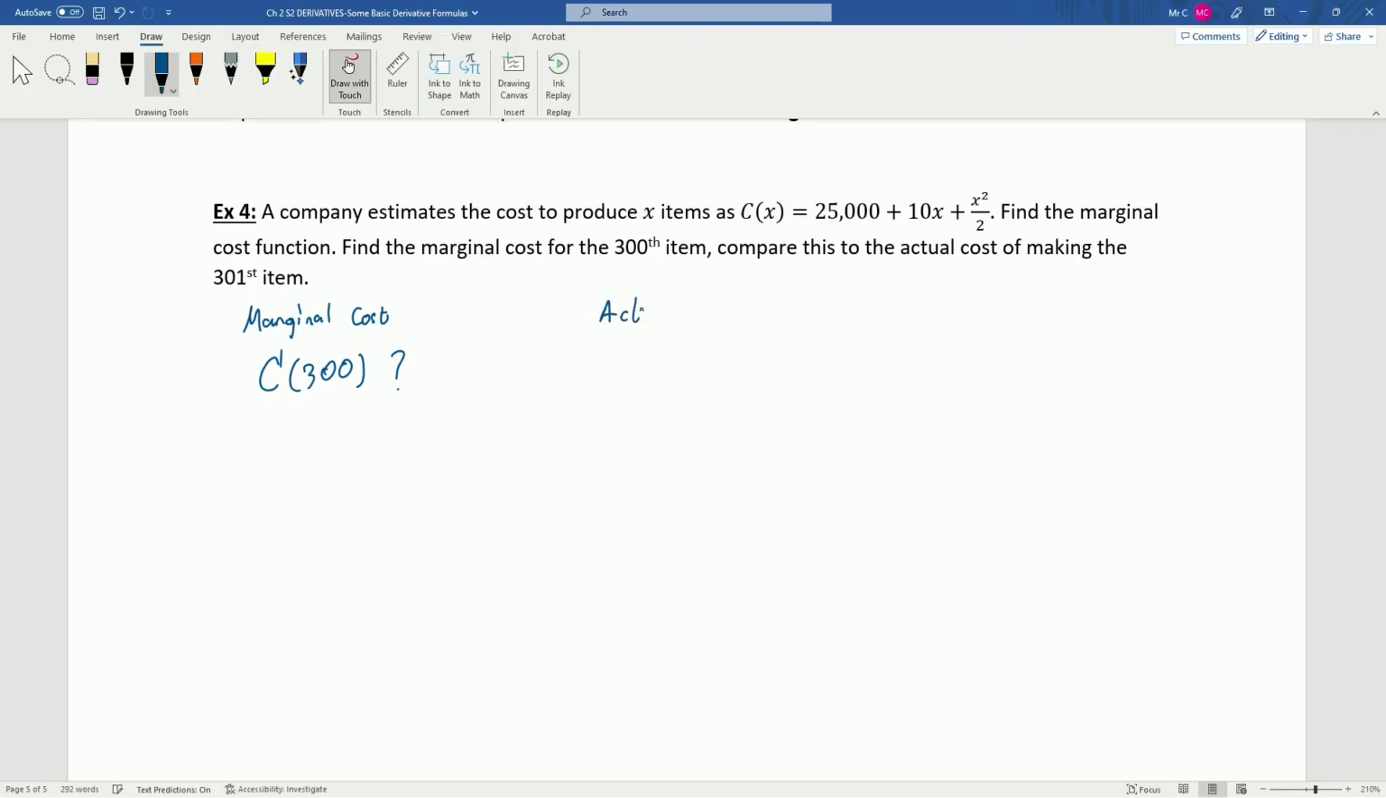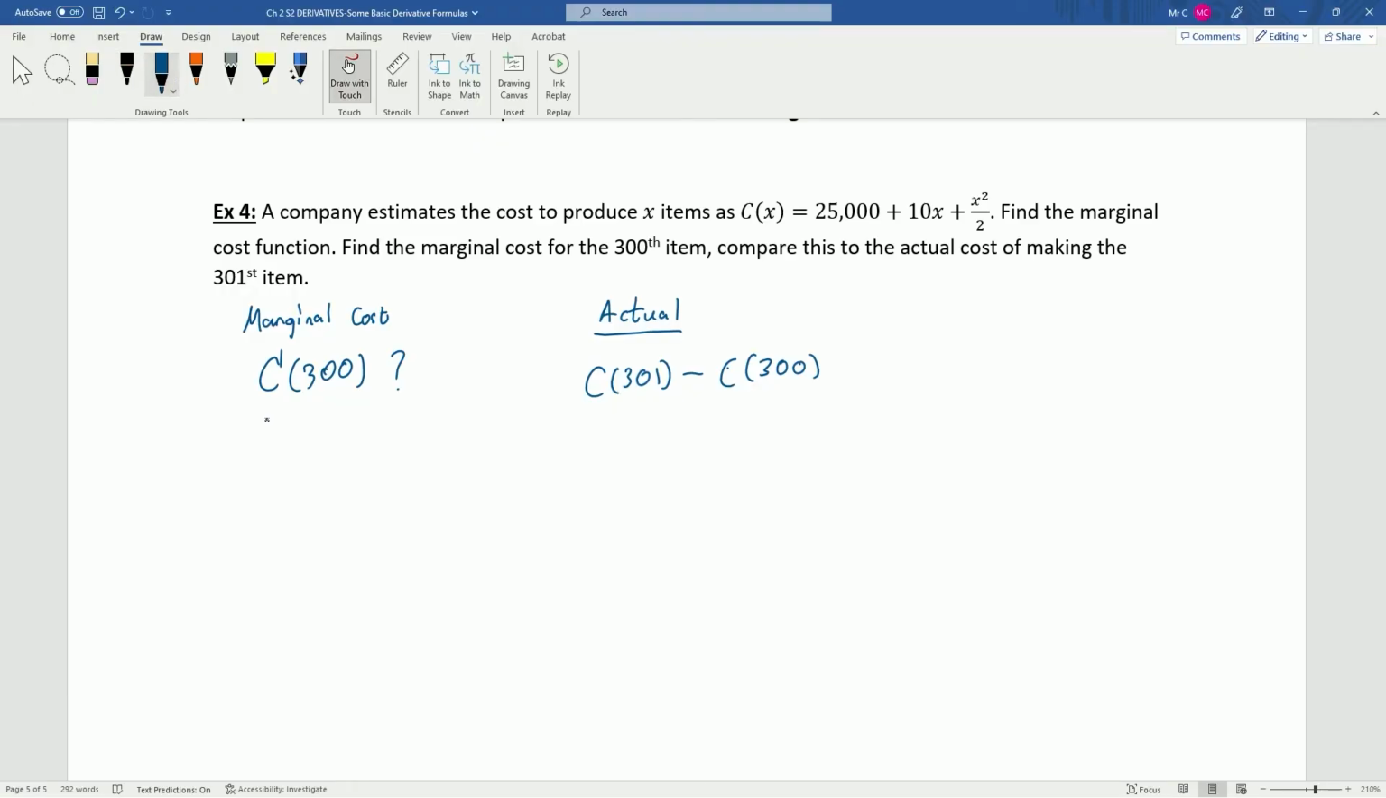But what's the actual cost going to be? Well, that's the difference in paying for 301 items versus paying to manufacture 300 items. That's how much the cost went up producing one extra item, right? So let's first find our derivative.